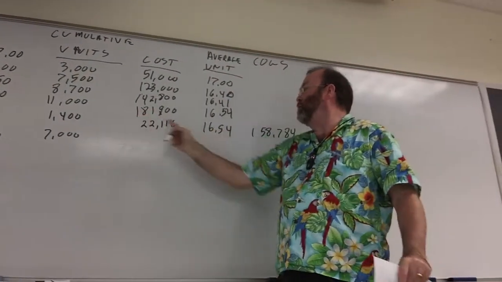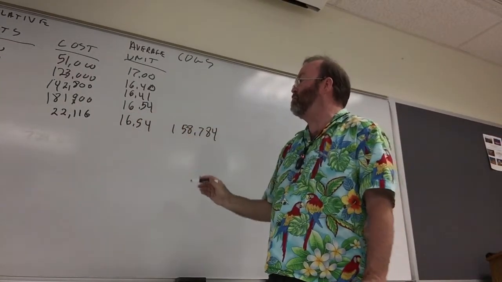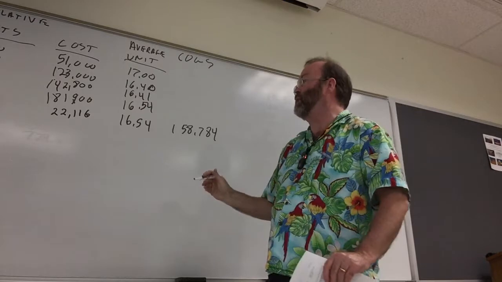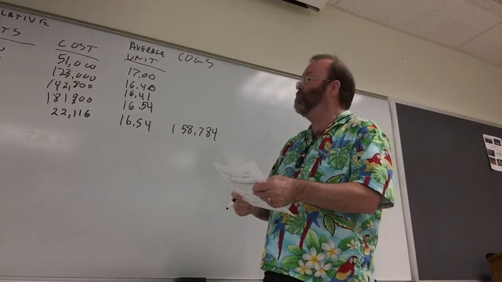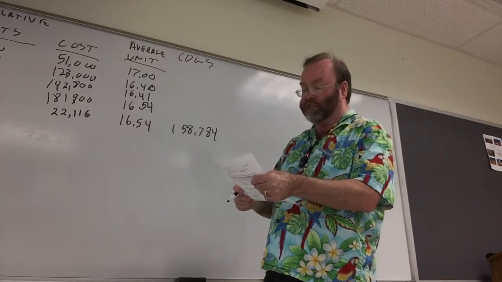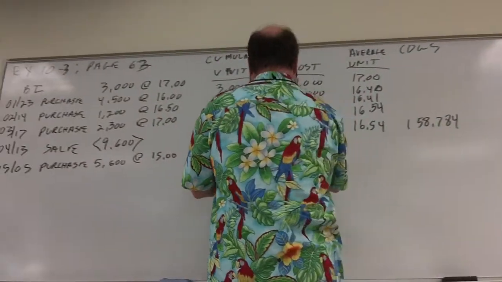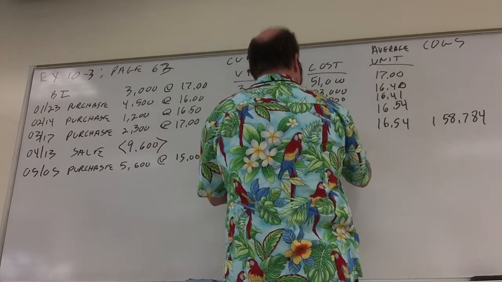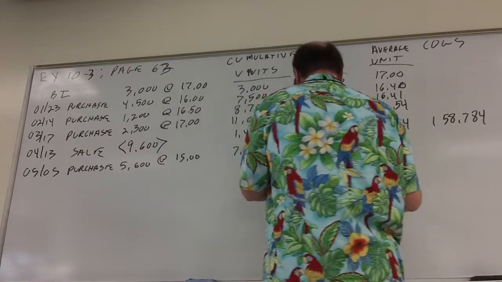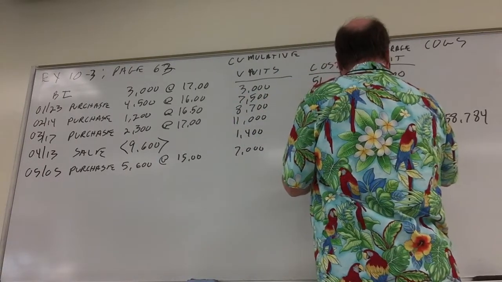The 1,400 units at $16.54 should have given us 22,116. We're going to add the 5,600, so that's 84,000. Should give us now 106,116 in total cost for an average of $15.05.